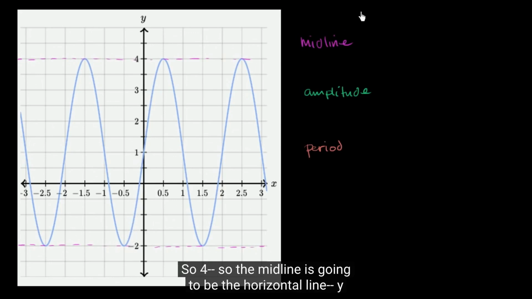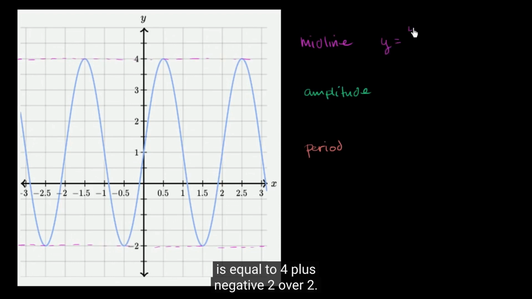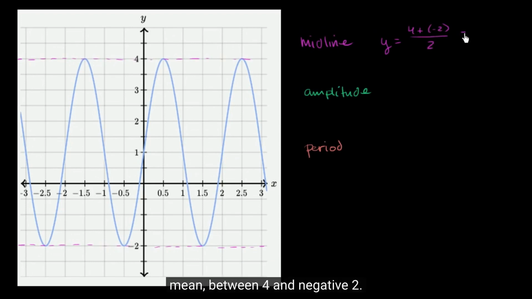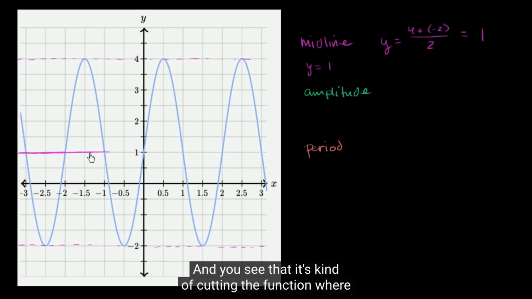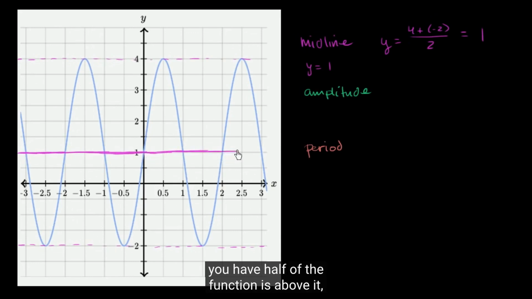So the midline is going to be the horizontal line y is equal to (4 plus -2) over 2. Just literally the arithmetic mean of 4 and -2, which is going to be equal to 1. So the line y equals 1 is the midline. That's the midline right over here. And you see that it's cutting the function so that half of the function is above it and half of the function is below it. So that's the midline.